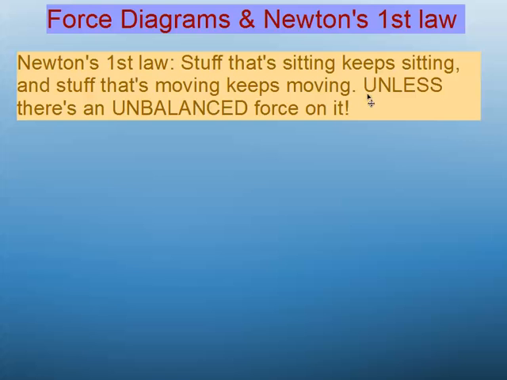Now, the second part of Newton's first law says if you have an unbalanced force on it, then the object will accelerate. And the definition of accelerating is to not keep sitting or to not keep moving, but to change your velocity. So basically, if the forces are balanced, acceleration equals zero, the object keeps going at a constant velocity. If the forces are not balanced, then there's going to be an acceleration that's caused by that.